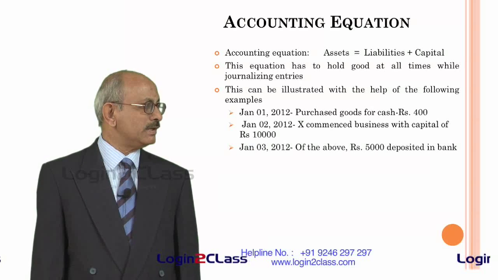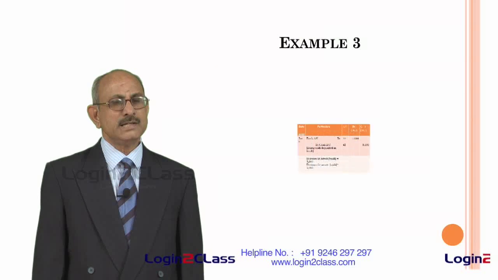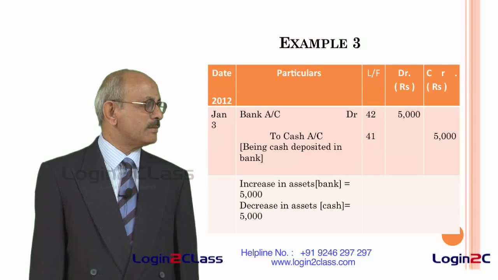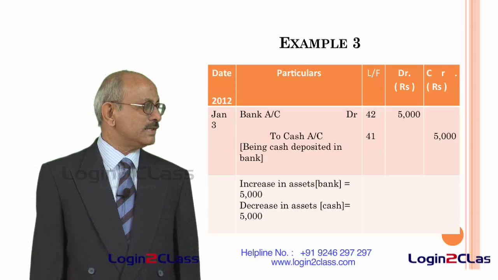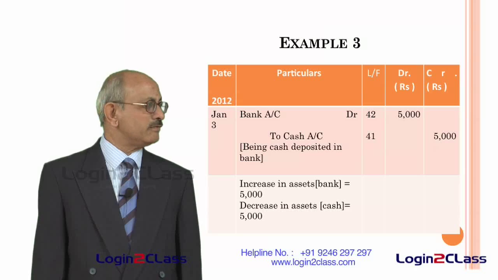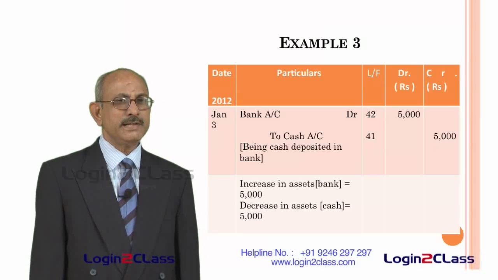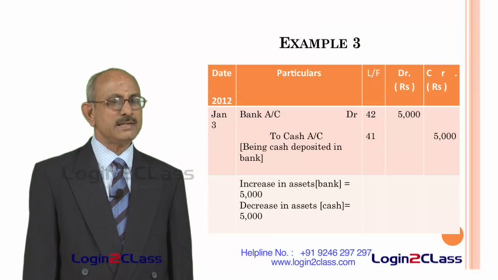The third example, where money has been deposited in the bank. So bank account is debited with 5,000 rupees and cash account is credited with 5,000 rupees. Here assets have gone up in the form of bank balance, and simultaneously another asset in the form of cash has gone down.